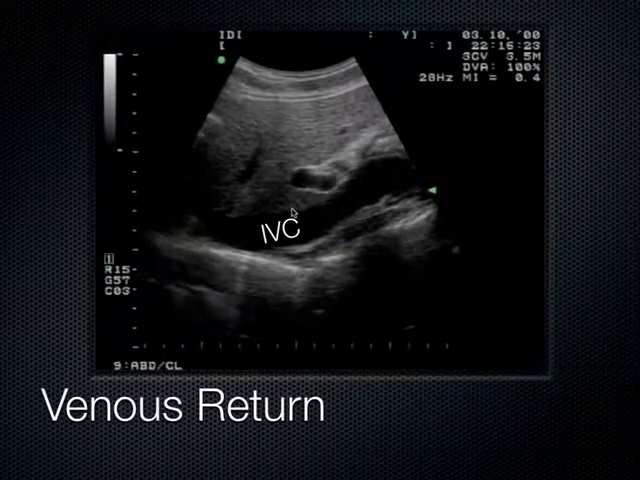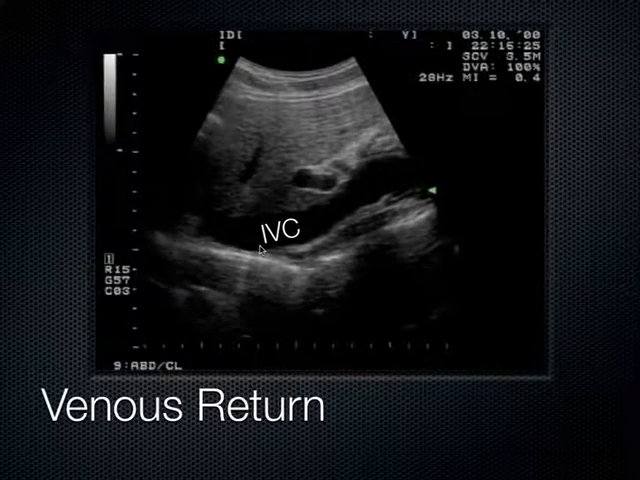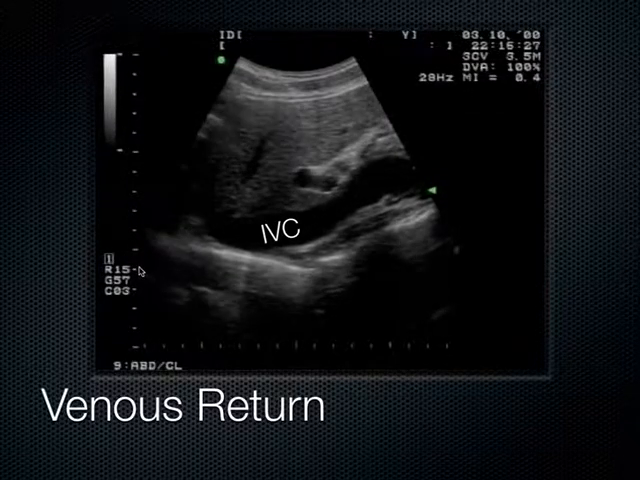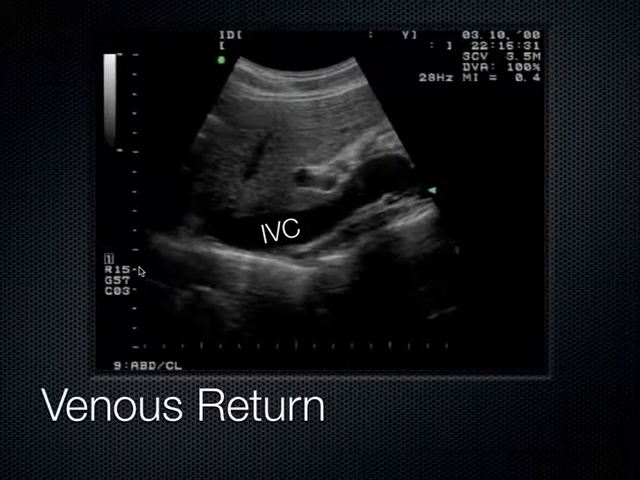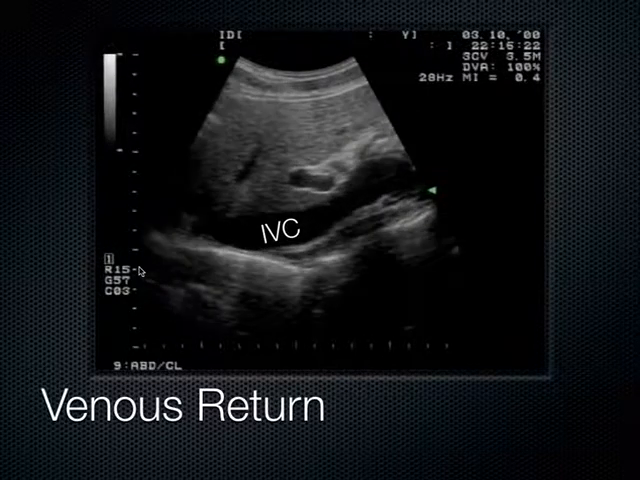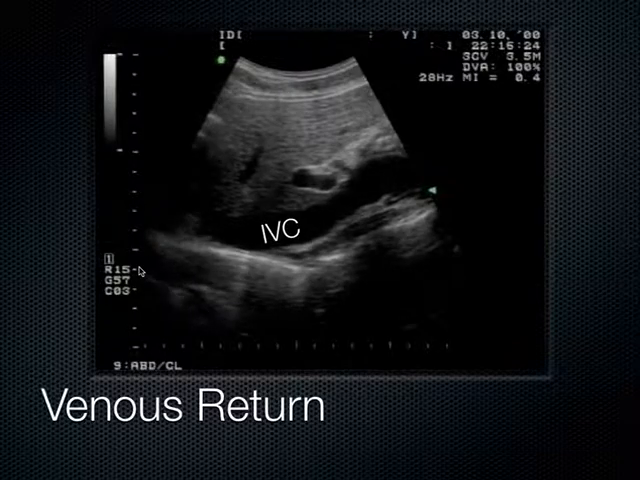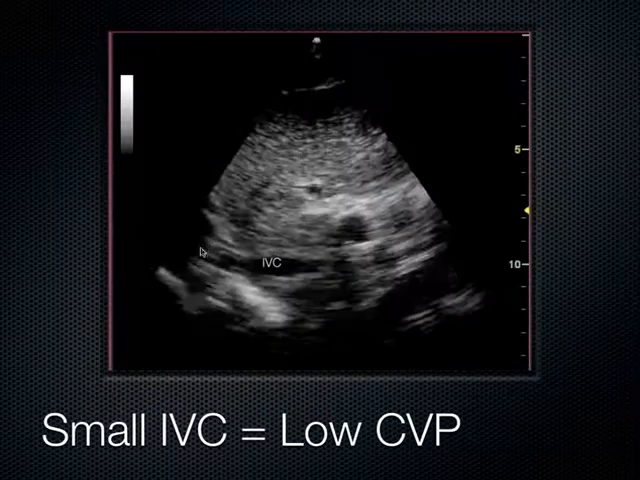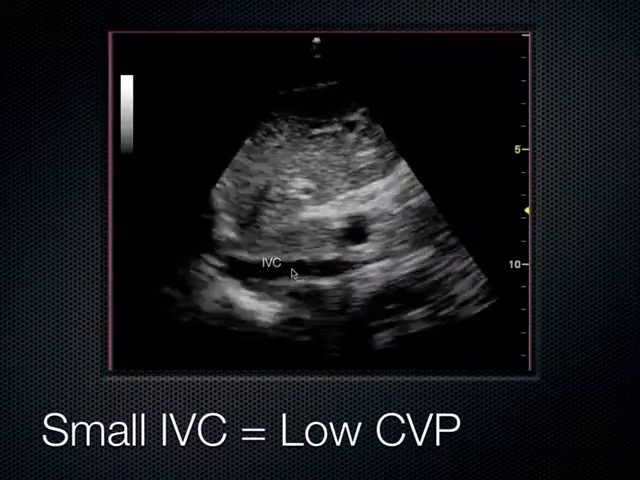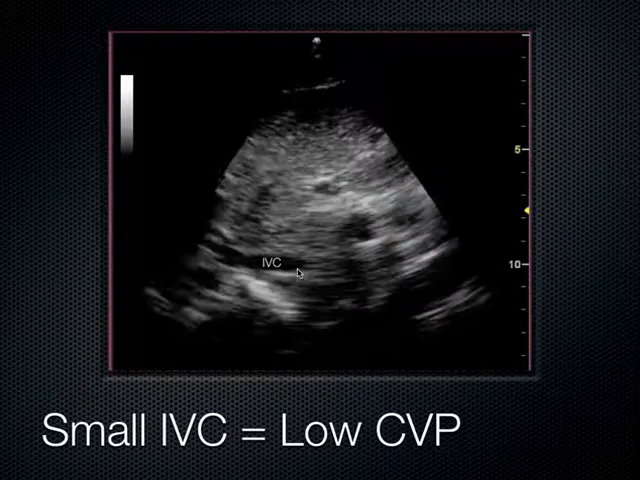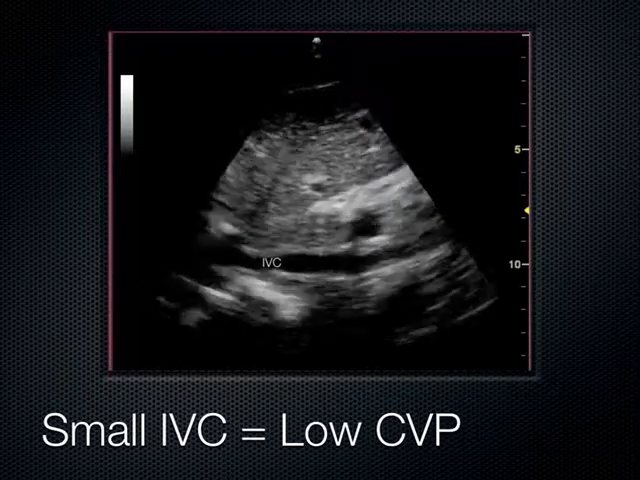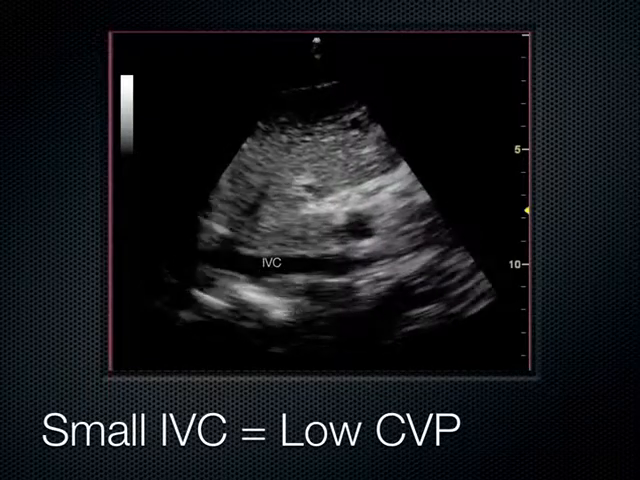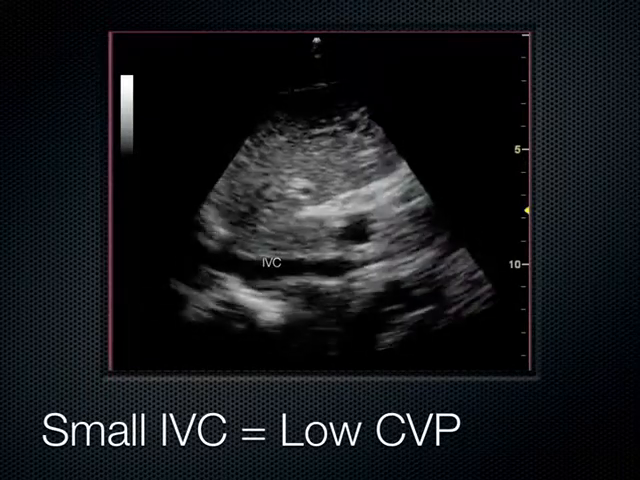So here's an IVC right here that doesn't really change much with respiration, and it's about a 2 centimeter IVC. So I'd say this patient has probably about a 15 centimeter to 20 centimeter central venous pressure. Here's one that's very small, and with inspiration it collapses all the way down. So this patient has a very low central venous pressure, certainly in the single digits, probably less than 5.